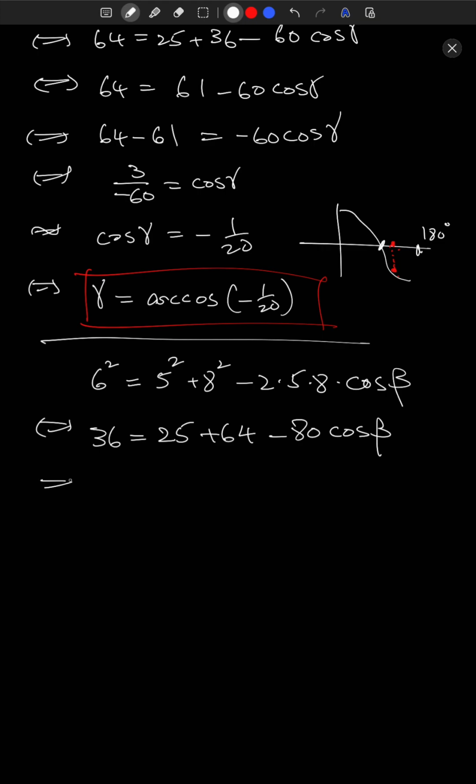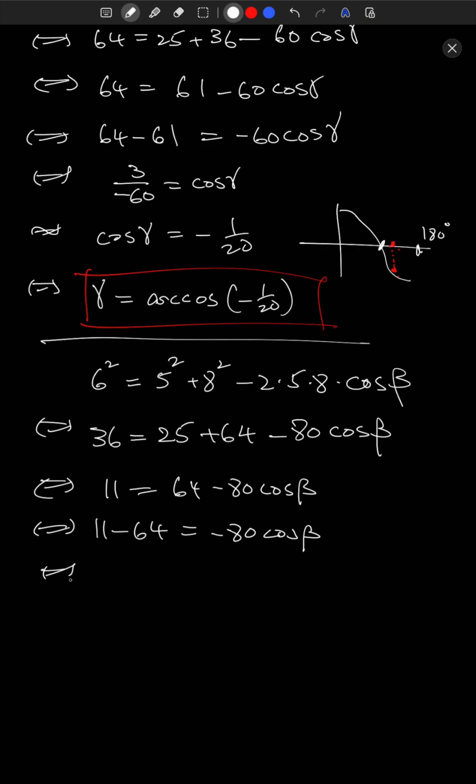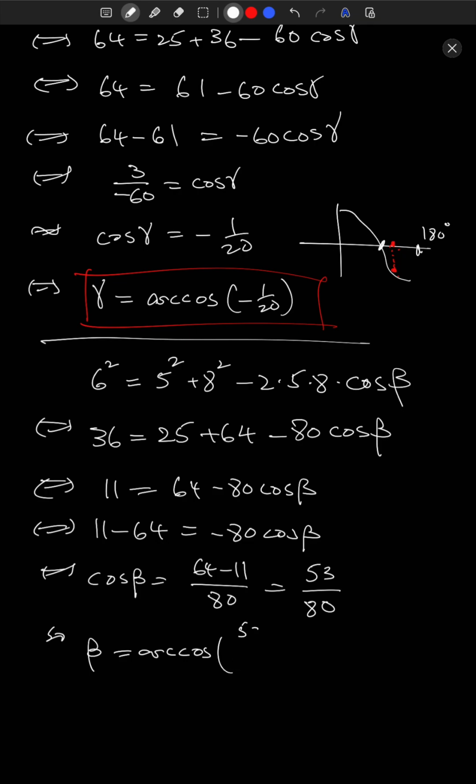So this is going to be whatever, right? Let's subtract this to the other side. 36 equals 89 minus 80 cos beta. Let me subtract on the other side again. 36 minus 89, whatever that is, equals minus 80 cos beta, right? So cos beta is equal to 89 minus 36 over 80, which is 53 over 80. So beta equals arc cosine 53 over 80. Okay. Plug that into a calculator and you're all set, right?